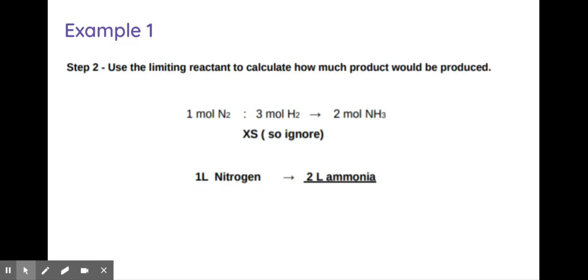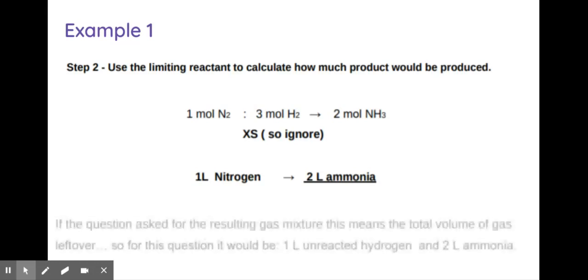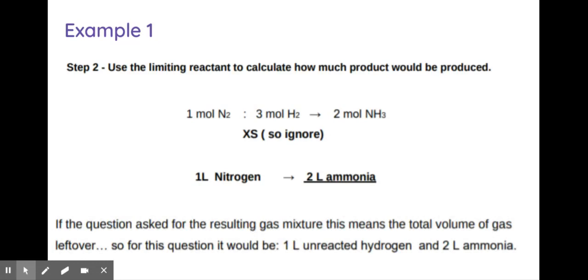Now, there is another step to these questions, and the question can ask for the resulting gas mixture, which means not just the product, but any leftover reactants as well. So if that was asked in this case, then our answer would be, well, we have 1 litre of unreacted hydrogen from the beginning, and our product obviously is 2 litres of ammonia. So that's what we would write had the question asked for the resulting gas mixture instead of just the product.